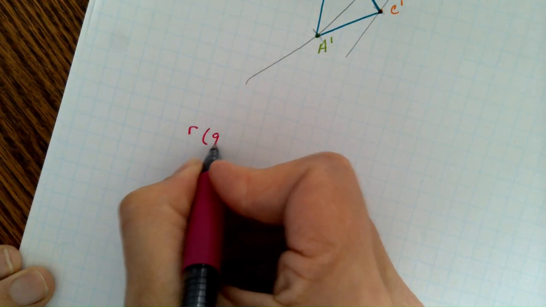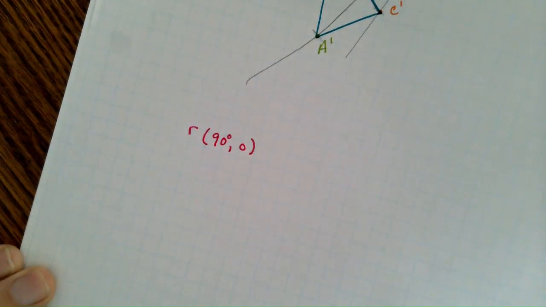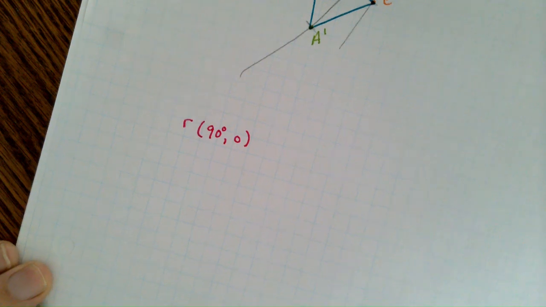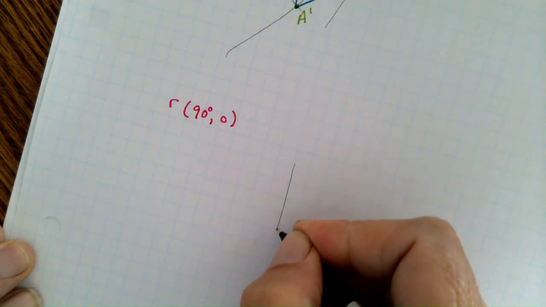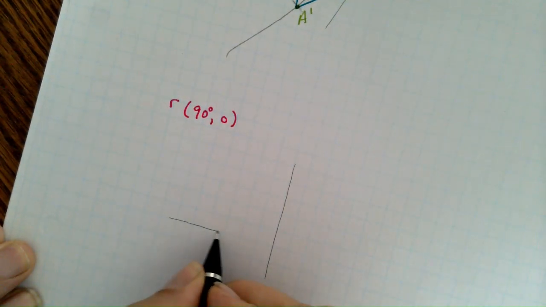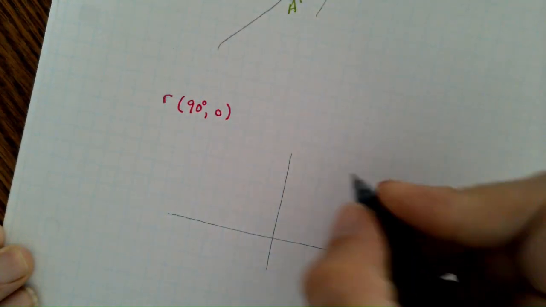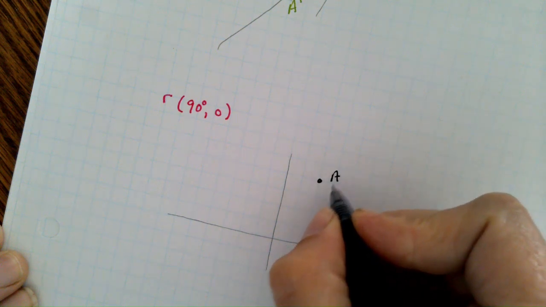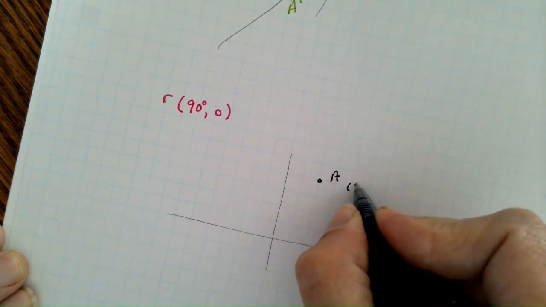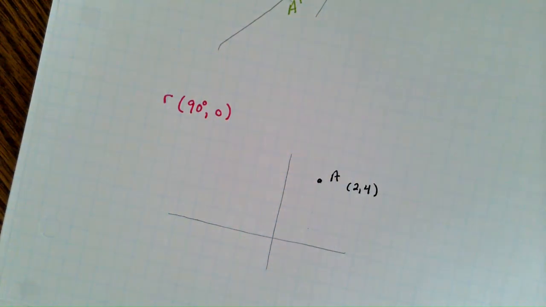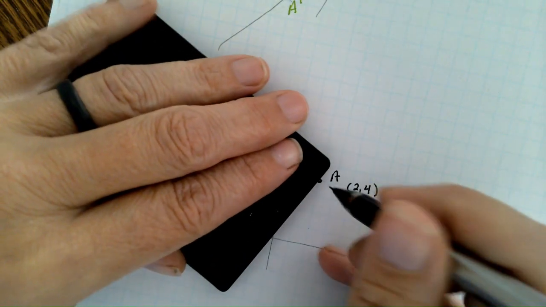So R, 90 degrees, comma, O. Well, 90 degrees is perpendicular, so that's actually really easy for us, because we've talked about the slope of a line. So here's point A, and it's at 1, 2, 1, 2, 3, 4. Okay, now I'm going to cheat a little bit with this one because we know certain things happen.